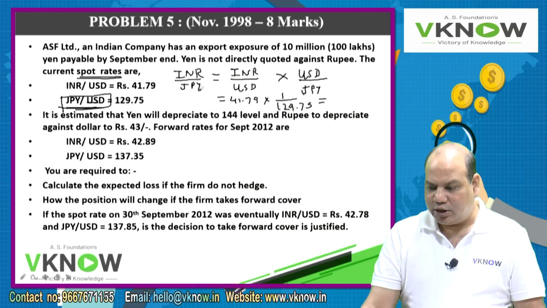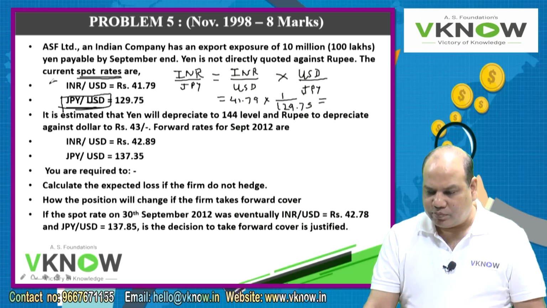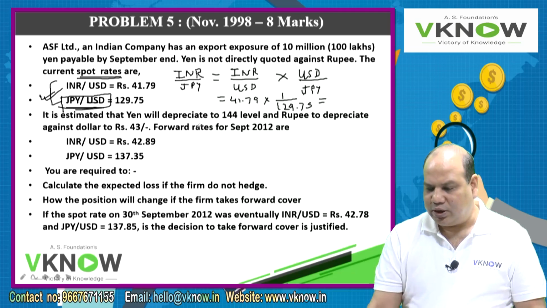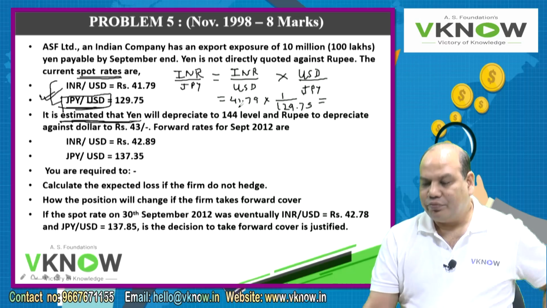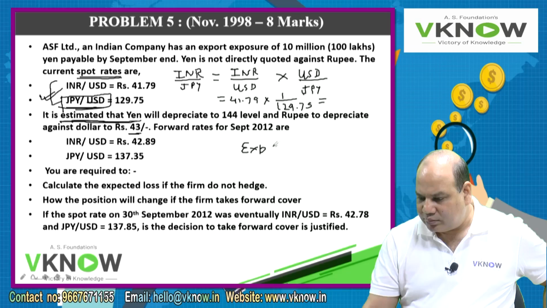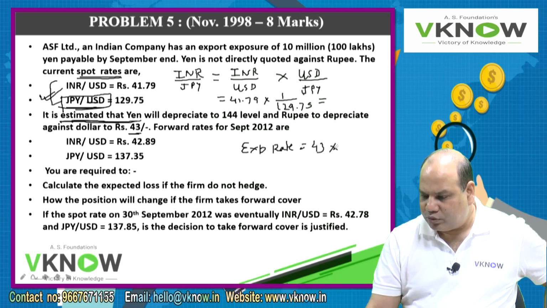between INR and JPY. So one more extra step they have increased, that first you will have to find the spot rate. It is estimated that yen will depreciate to, estimated. Now this is the estimated rate, expected rate, forecasted rate. Yen will depreciate to 140 level and rupee will depreciate against dollar to 43. So your expected rate will become, in this example, 43 into 1 by 144.